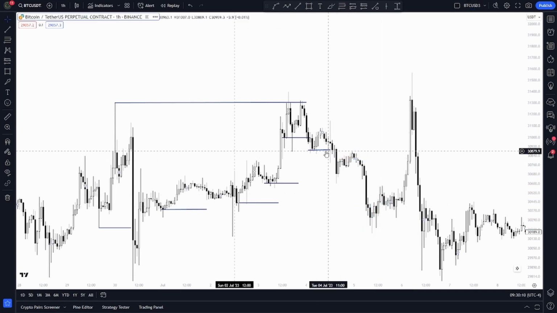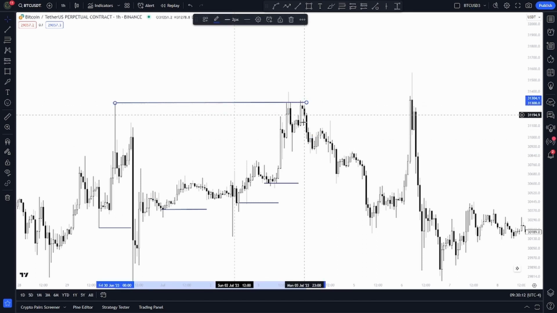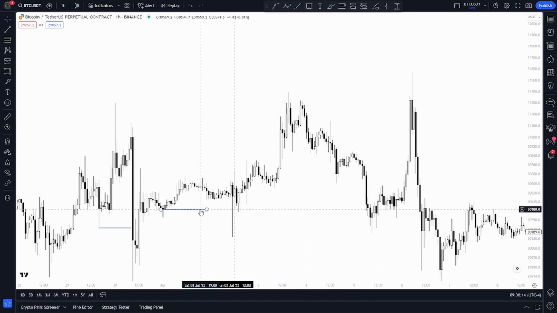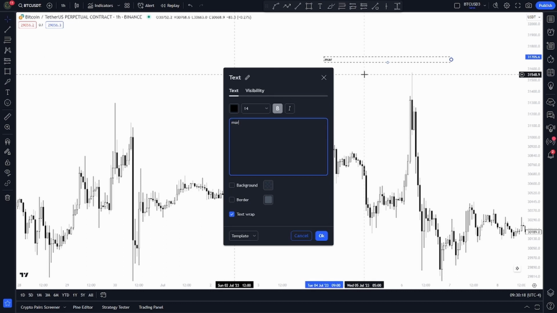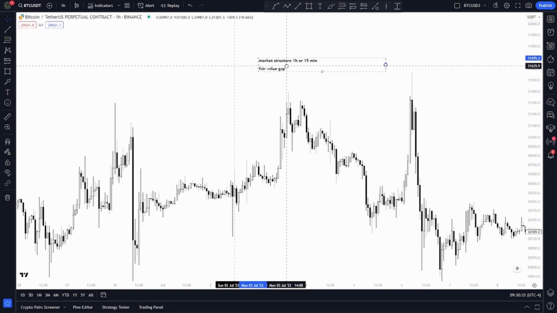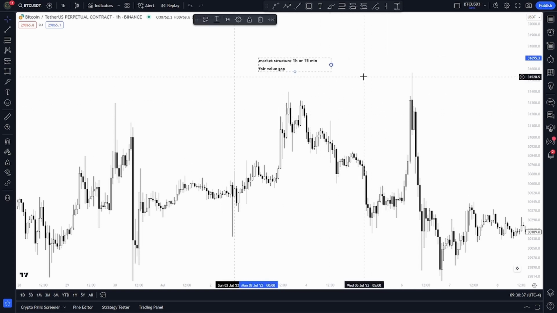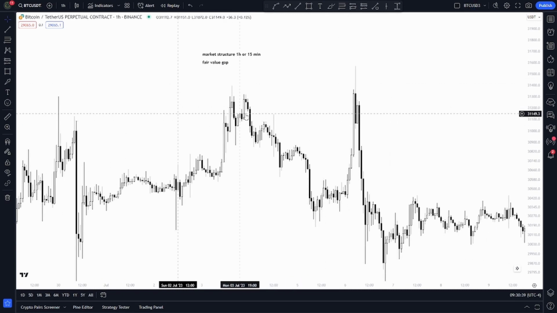This is the first example. Let me write down for you. I use market structure, 1 hour or 15 minutes, and fair value gap. This is ICT's 2022 strategy. I use this simple strategy for trading the daily tops and daily bottoms.